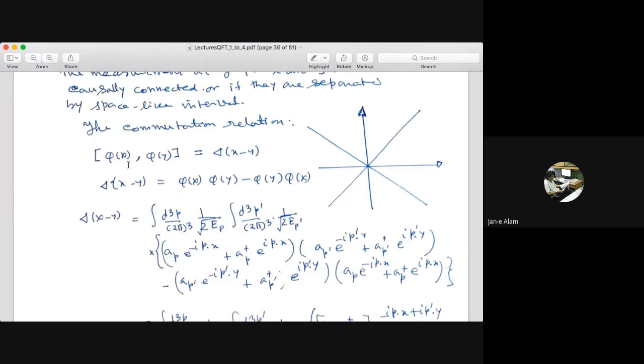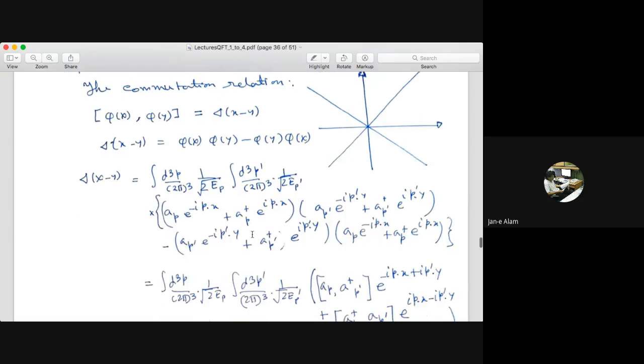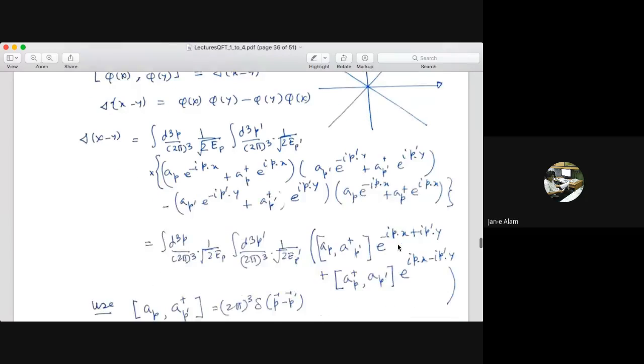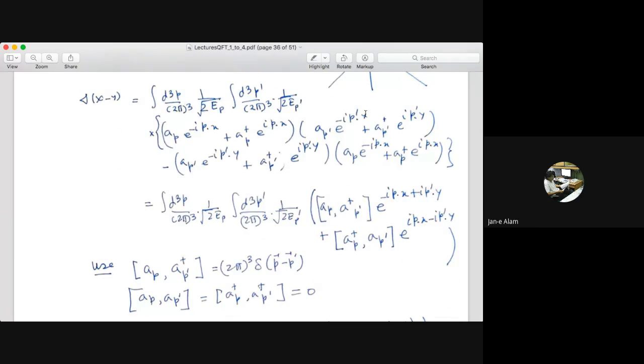Okay, so this commutator of phi x and phi y, I am denoting by delta x minus y. So now delta x minus y is phi x phi y minus phi y phi x, and I know what phi x is. Phi x I know in terms of the annihilation and creation operators. Phi y is also in terms of annihilation and creation operators. Here again, this should be phi y and then again phi x. So I just do the simple multiplications.